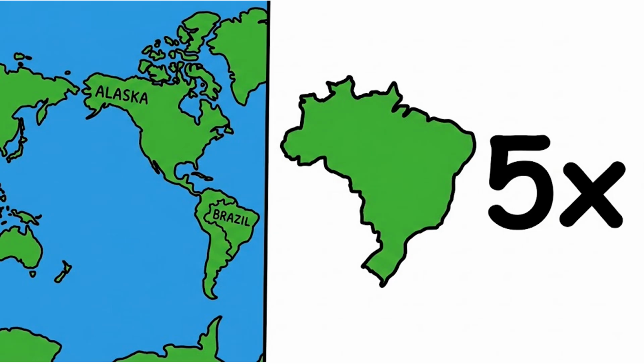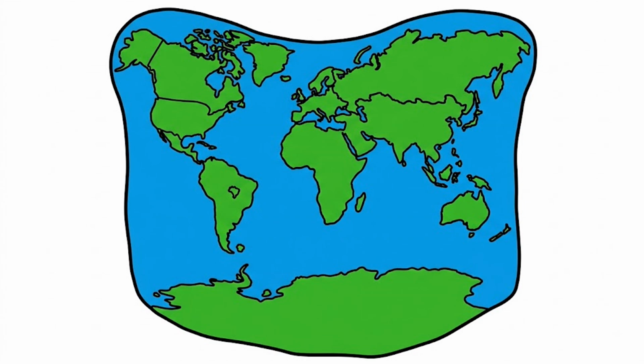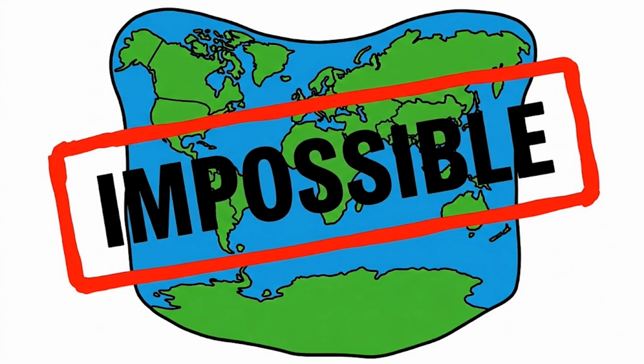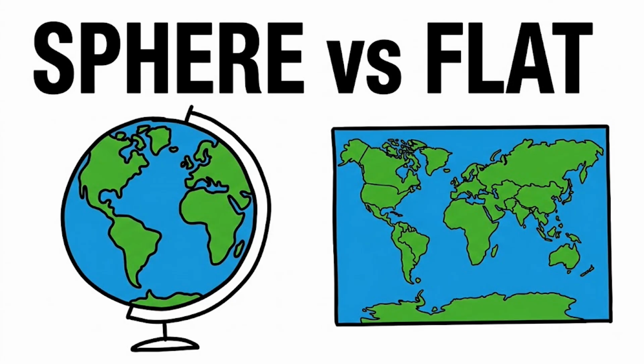Countries near the top and bottom of the map are bloated to monstrous sizes, while the countries near the middle are shrunk down, made to look small and insignificant. You have been looking at a deceptive picture of your own world your entire life, and the reasons why touch on mathematics, history, power, and a problem so fundamental that no flat map can ever truly solve it. Let's start with the root of the problem, which is beautifully simple and completely unavoidable.